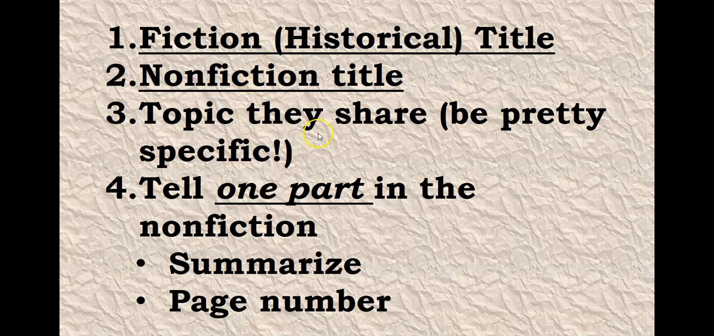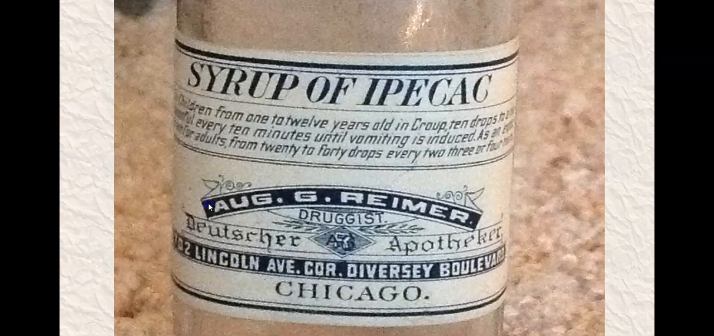To investigate this, we'll first identify a topic that they share, and I'll help you do this because we haven't reached the part in Anne of Green Gables where they will share this topic, so I will need to help you with this. But then you are going to summarize the nonfiction text. For these first three items, you will not need to use complete sentences. On the fourth one, you will. Keeping that in mind, here is your nonfiction text.